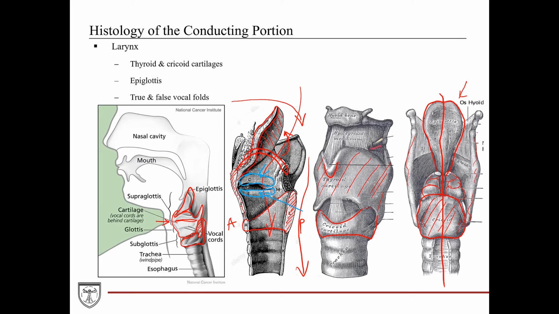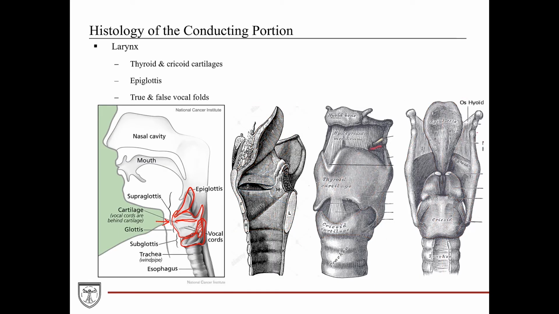The false vocal folds contain a lot of seromucous glands whose products are able to coat the inside of the larynx and keep this environment nice and moist and protect the true vocal folds. Now then, having learned the anatomy and some functions of these different parts of the larynx, let's predict the types of cartilages that we might find in the thyroid cartilage, the cricoid, as well as the epiglottis.